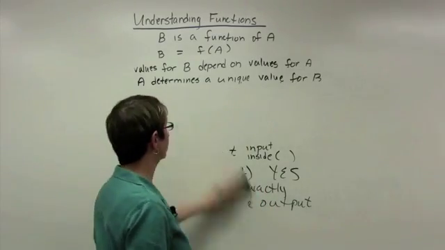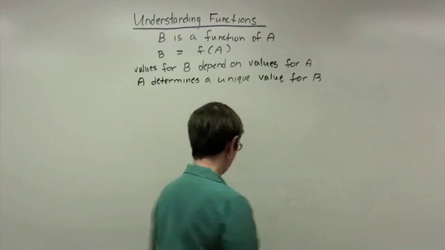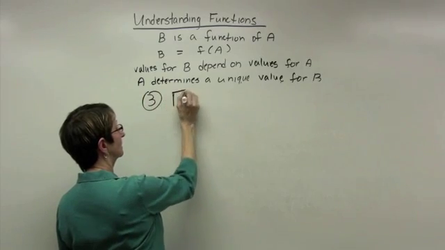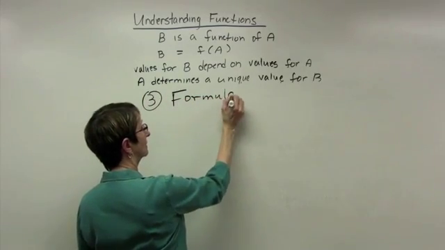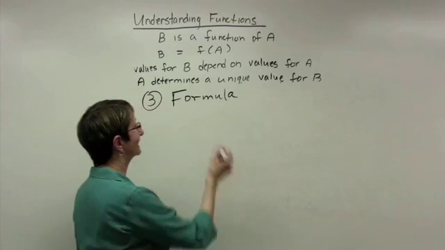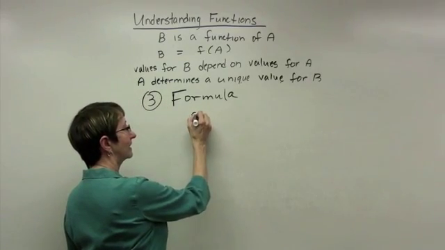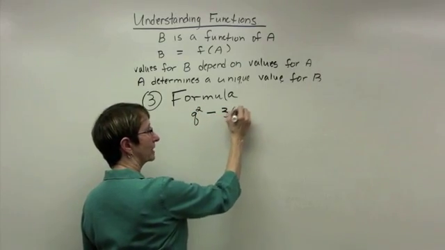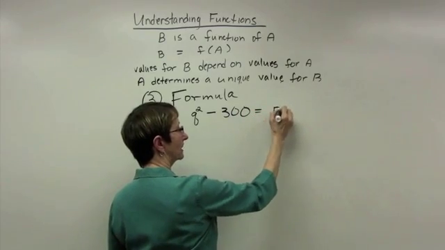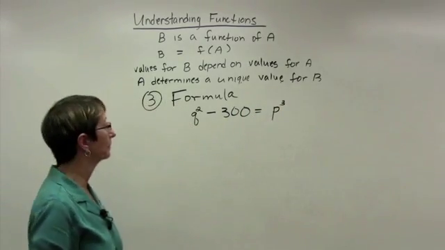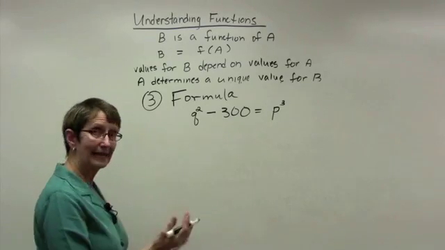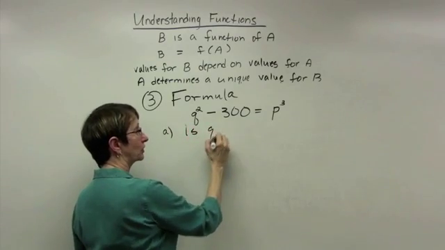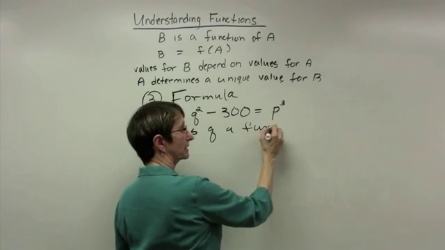Now we'll look at the third type of representation for a function, and that is a formula. The formula that we're going to look at is Q squared minus 300 equals P to the third power. And we ask the question, first A, is Q a function of P?